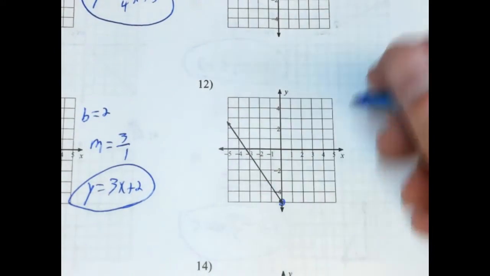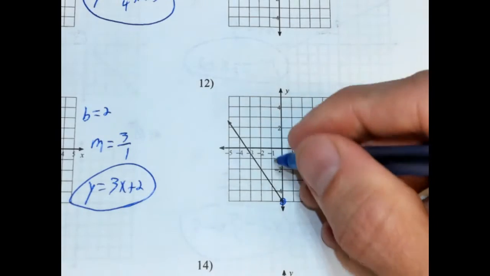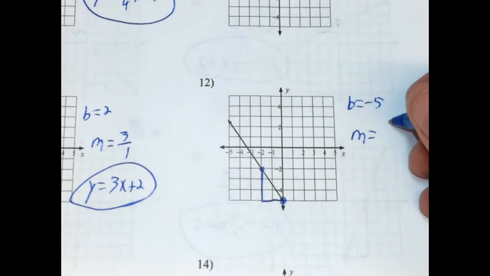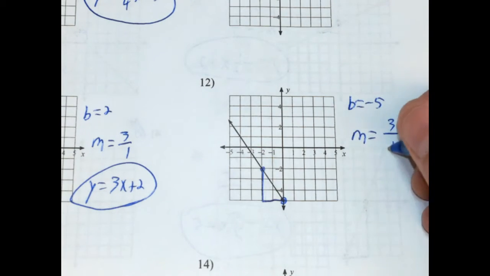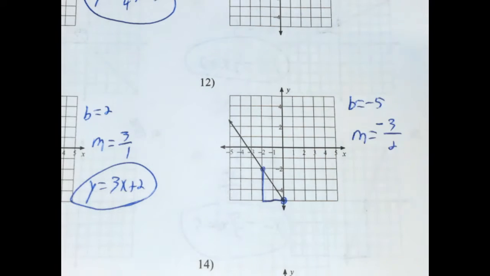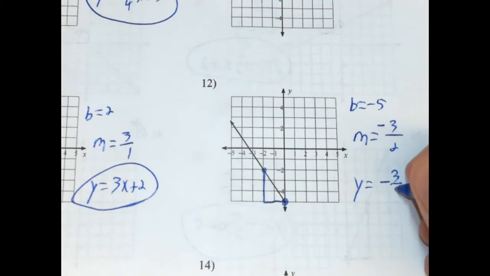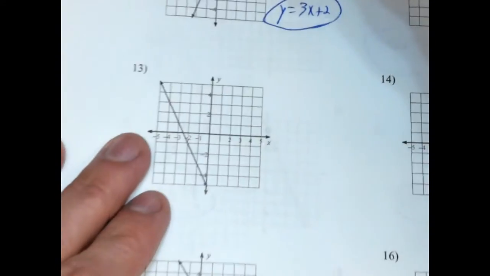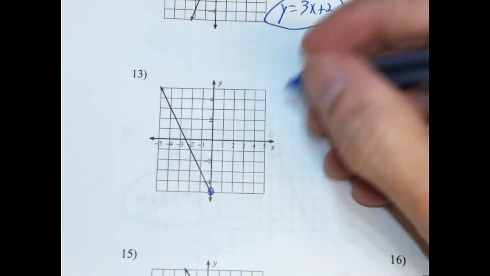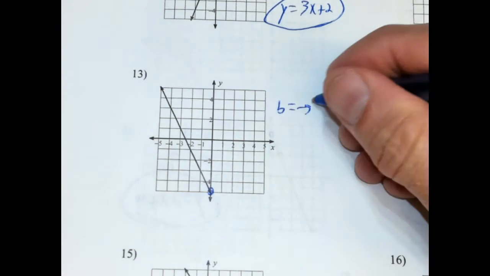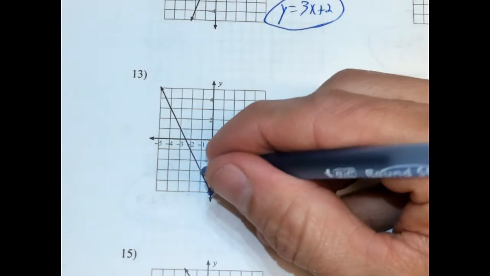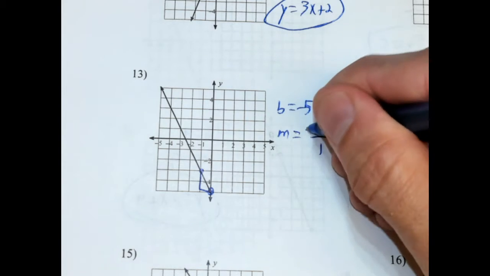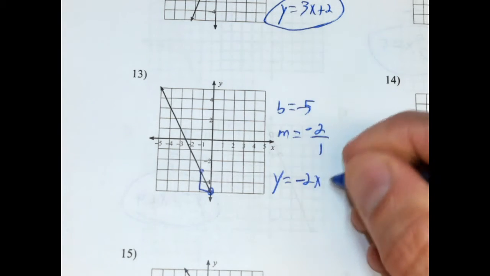Alright, here our b is negative 5. And that's a point right there. So our vertical change is 3, our horizontal change is 2, and it's negative because we're going down from left to right. So y equals negative 3 over 2 x minus 5. Here we have a b of negative 5. Our m, let's see, is a vertical change of 2 over 1 and it's negative. So y equals negative 2x minus 5.